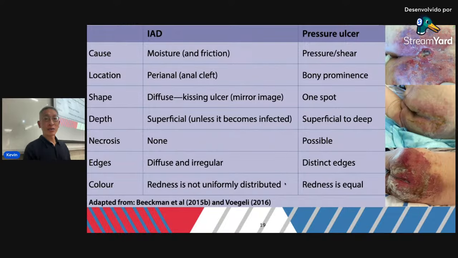And this is one of the slides that Professor Bakeman had developed with his group, really highlighting the knowledge of the separation, differentiation between IAD and pressure injury at that time. I think as we continue to evolve, hopefully we'll be more sophisticated in how we describe the nuances between IAD and pressure injury over time.